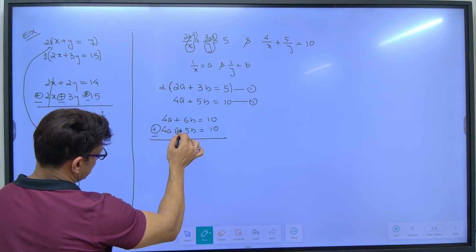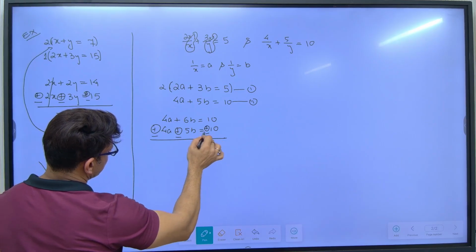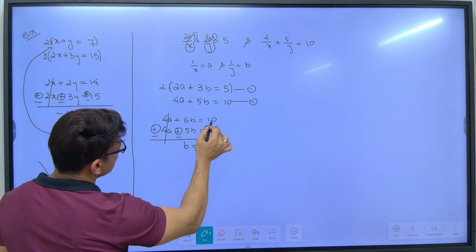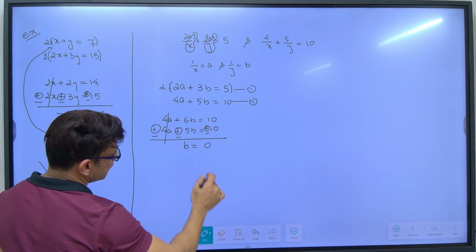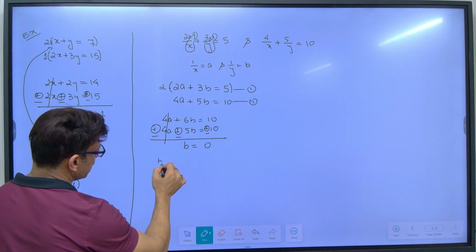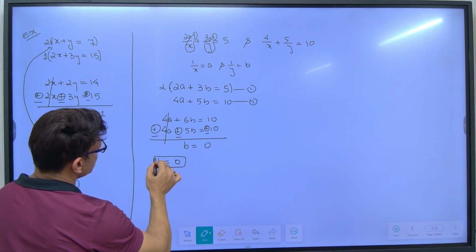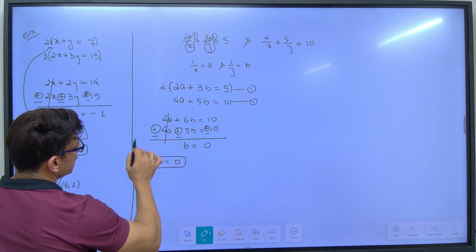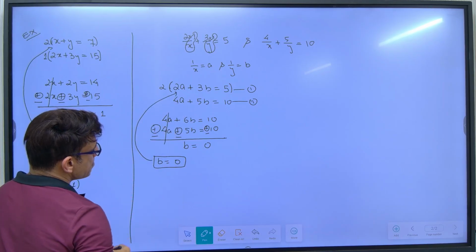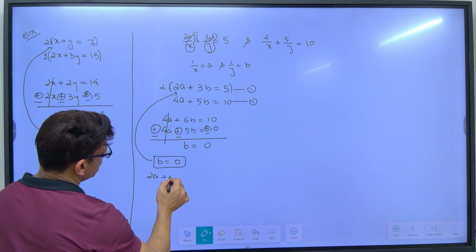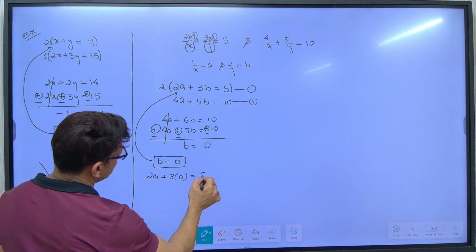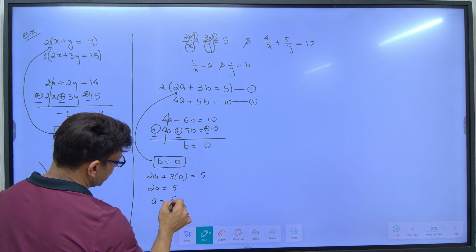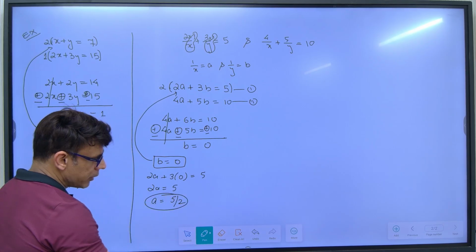Sign change, and sign change. This gets cancelled. 6b minus 5b, b. 10 minus 10, 0. So what is the value of b? 0. Put this b is equal to 0 in any of the equations. Let's say the first equation: 2a plus 3 into 0 is equal to 5. So 2a is equal to 5 and a is equal to 5 by 2.